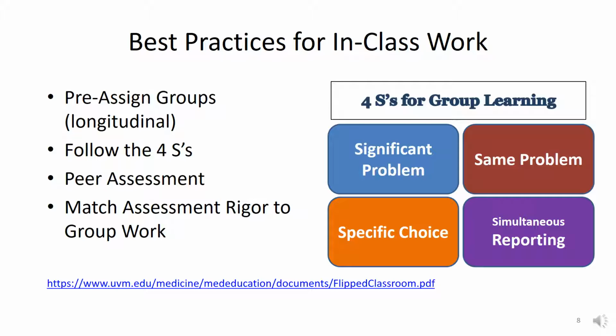Among the best practices for in-class work is that we like to pre-assign our groups. This way the students can look out for each other and hold each other accountable for material throughout the year. The optimal size of a group in our case is anywhere between 4 and 8. Usually 6 is best.